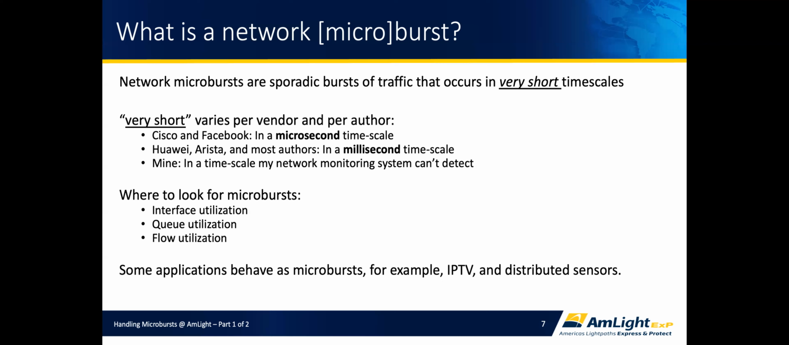But it's important to keep in mind that not all microbursts are necessarily an attack, not necessarily bad. IPTV and distributed sensors are applications that are known for sending microbursts. I'm not saying multiple gigabits per second, but it's something that out of nowhere sends a lot of traffic, then stops, right? Even video compression sometimes creates those microbursts. So it's important for you to know what you have in your infrastructure before defining what a microburst is.